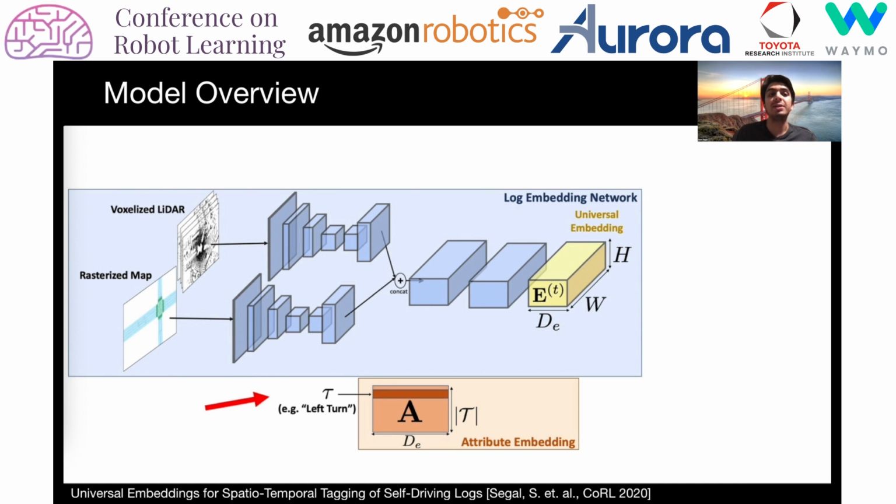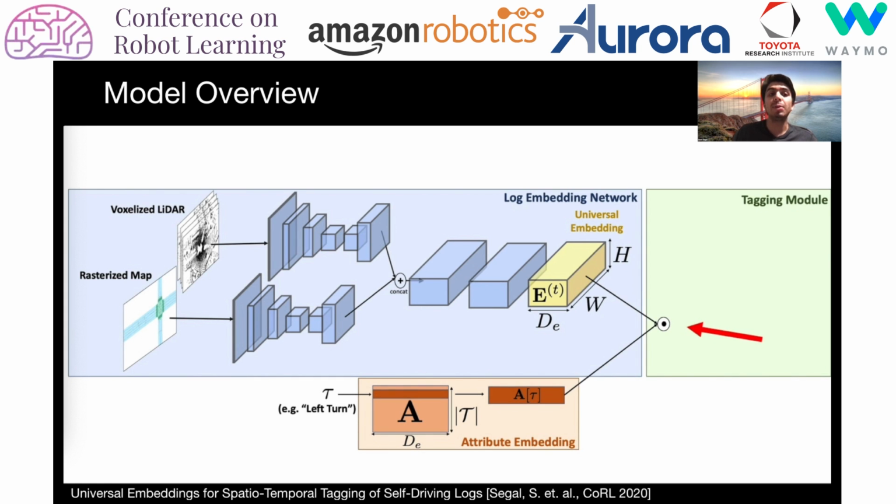Now imagine we want to tag all vehicles turning left in the scene. First, we encode the tag attribute tau, represented by a row in a learnable matrix A. Using a simple element-wise dot product, we combine the log embedding and the attribute embedding to obtain a spatio-temporal tensor of tag values V. Our approach is trained end-to-end to minimize a supervised query loss, using a variety of techniques to ensure learning is balanced across all attributes.